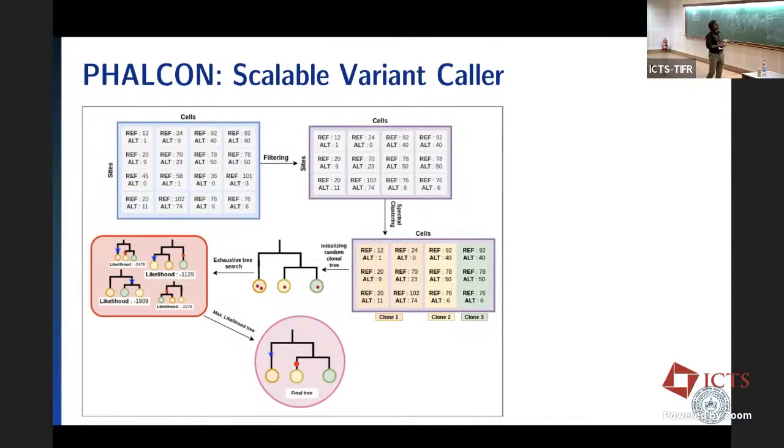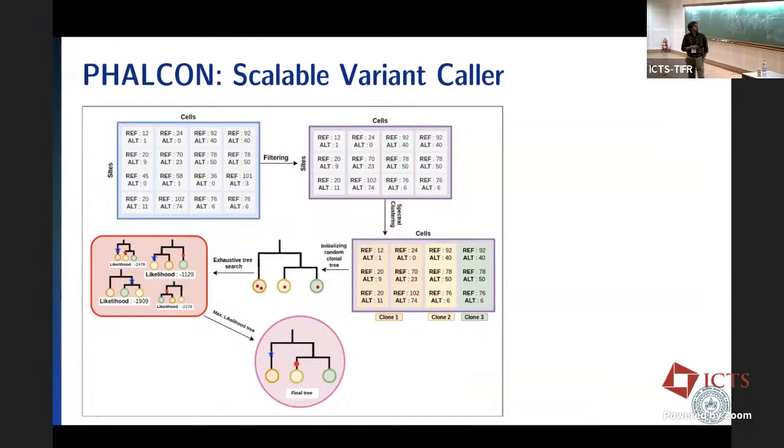So we start with, again, this kind of data set where we have sites versus cells. We can apply our initial filtering, which is somewhat easy to do, to arrive at a situation where we have a number of sites corresponding to, let's say, 5,000 cells. Then we can apply an initial clustering. Clustering based on the mutation profiles, yes.